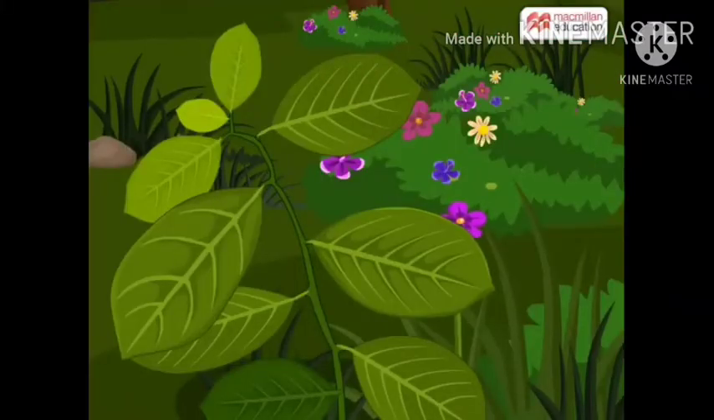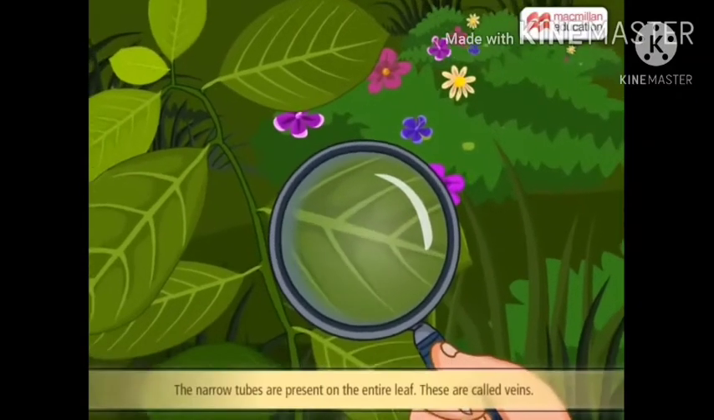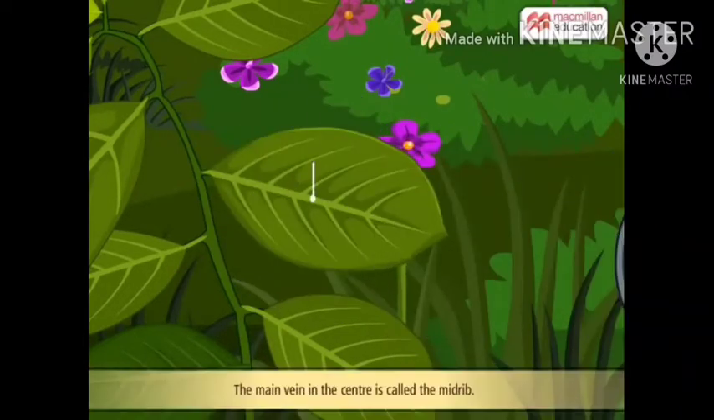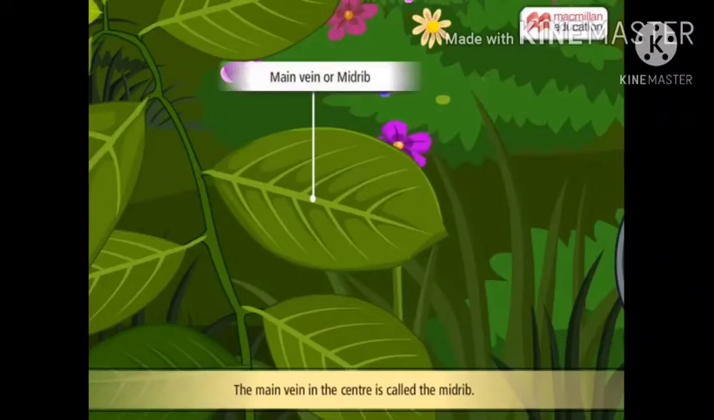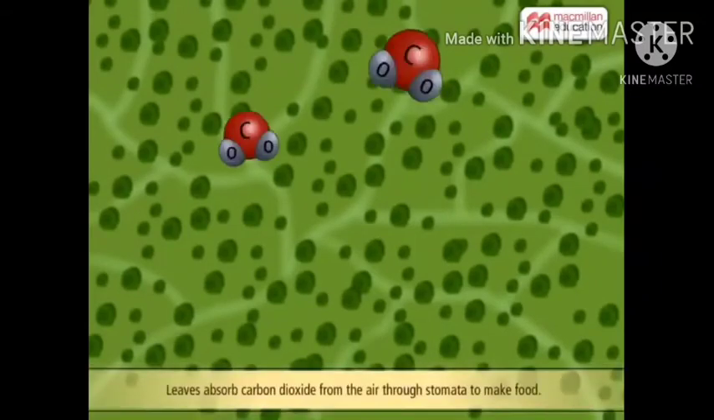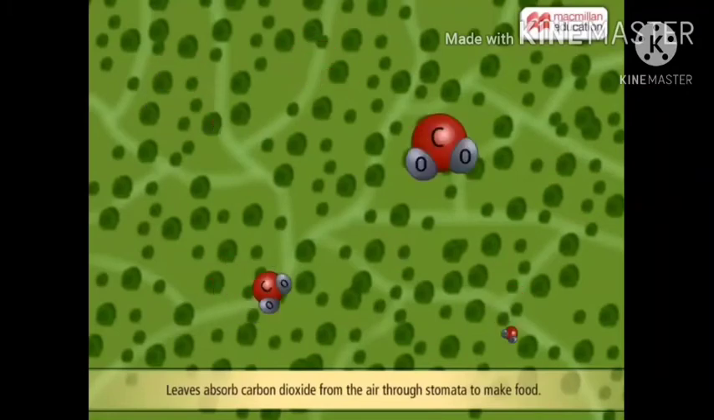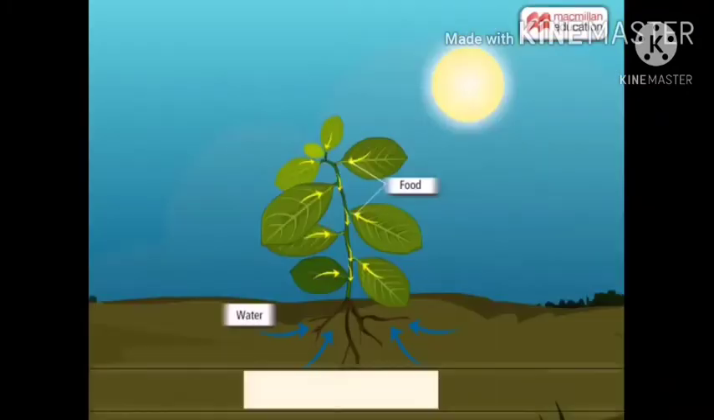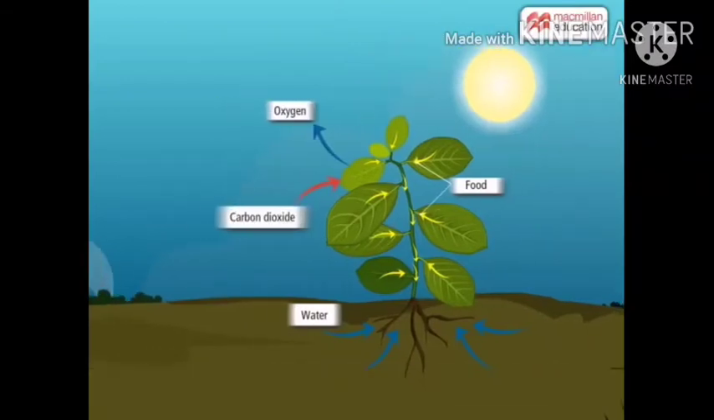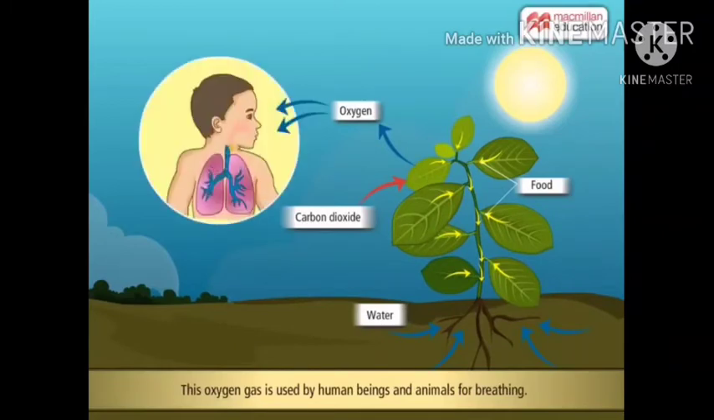Let us see a leaf through a magnifying glass. You can see narrow tubes on the entire leaf. These are called veins. The line running through the center of the leaf is called the main vein or midrib. The surface of a leaf has tiny pores or openings called stomata. Leaves absorb carbon dioxide from the air through these openings to make food. During the process of photosynthesis, plants release oxygen. The oxygen released by plants is used by human beings and animals for breathing.